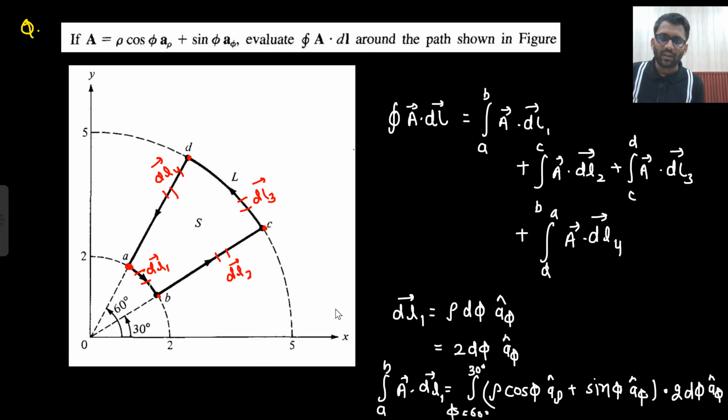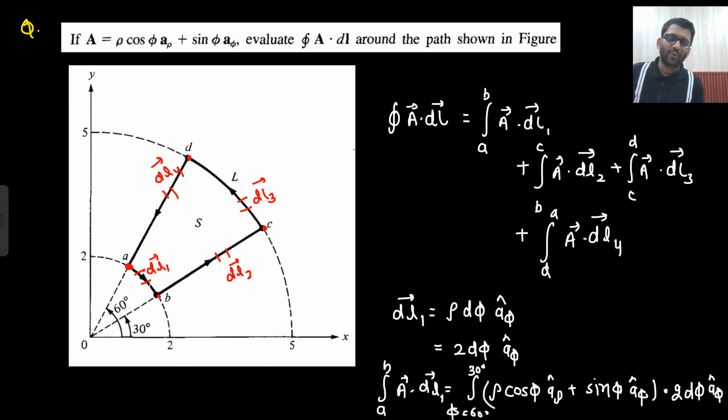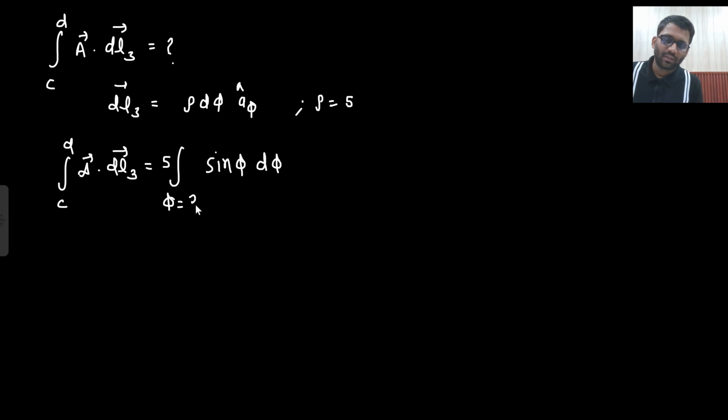So rho I can write down initially into rho d phi. The value of rho is constant, which is equal to what? Here, what is the value of rho? On CD, the value of rho is 5. So the value of rho is constant, equal to 5. So this rho will come outward, this 5 will come here. And from where to where is phi going? If I am working on this path, phi is going from 30 to 60 degree.